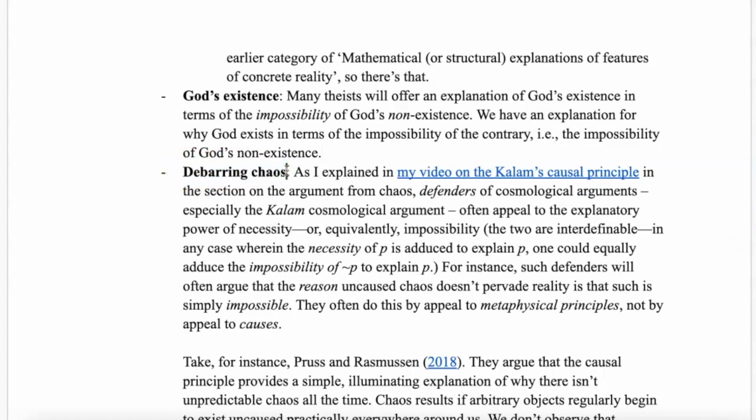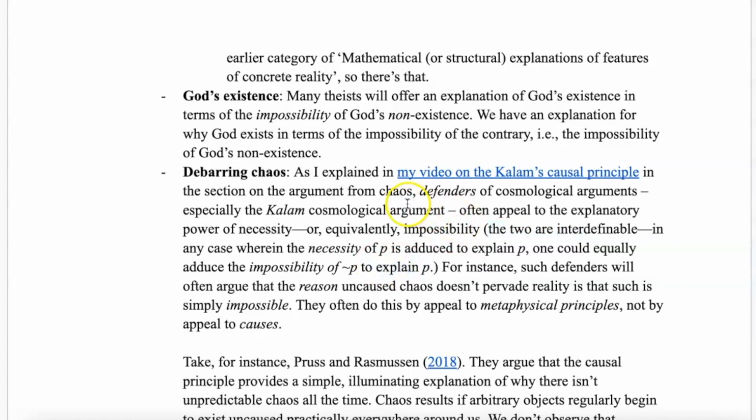Here's another example of the non-causal explanations which appeal to necessity, or the impossibility of the contrary. As I explained in my video on the Kalam's causal principle in the section on the argument from chaos, defenders of cosmological arguments, especially the Kalam cosmological argument, often appeal to the explanatory power of necessity, or equivalently, impossibility, right? The two are interdefinable. In any case wherein the necessity of P is adduced to explain P, one could equally adduce the impossibility of P's being false to explain P.